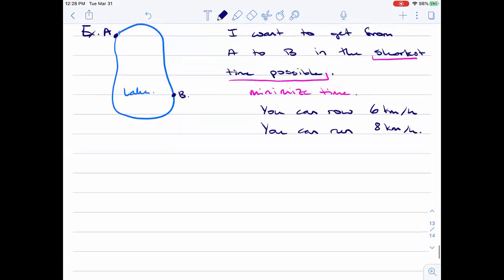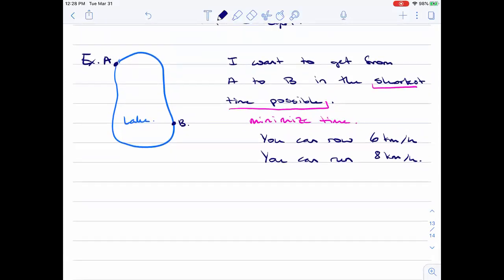Okay. Here are some dimensions that might be helpful. From A to B horizontally is 3 kilometers, and from A to B vertically is 8 kilometers.